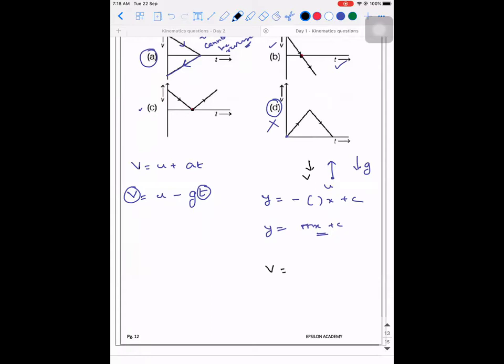It will be V is equal to, like, for the downward motion, what will be the equation that you're going to frame? Sir, is it minus U minus GT? V is equal to, why is it minus U? See, when it is going to the highest point, at this instant, what is the initial velocity?